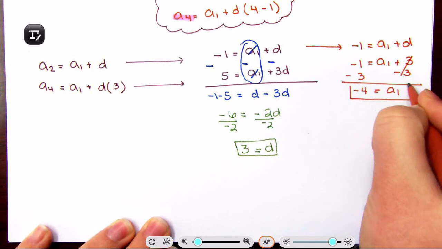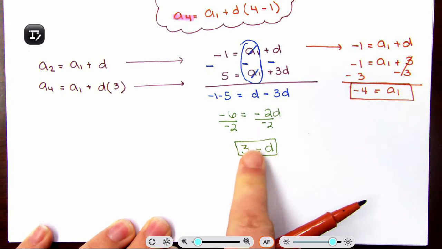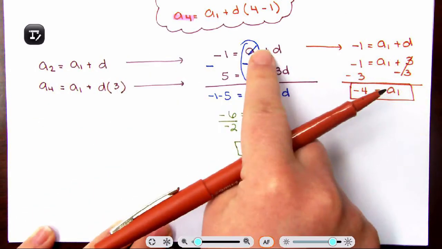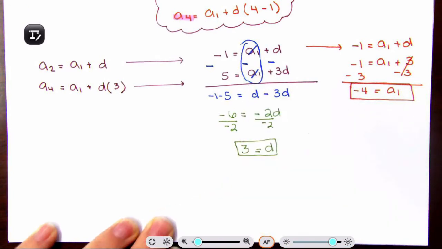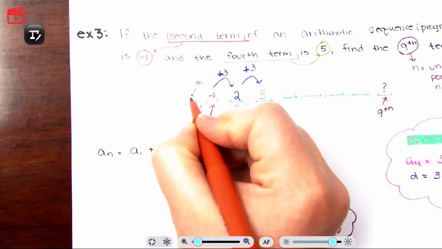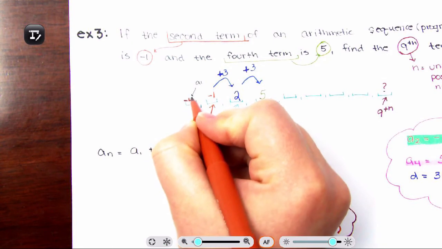Take your d value, your common difference value, and just substitute it into one of your equations here that you're using to solve what a sub 1 is. Or you can just go backwards in your bubble. So a sub 1 is -4.